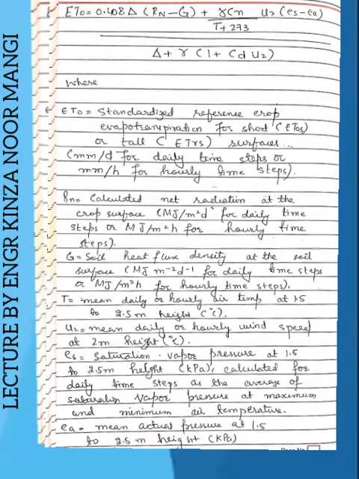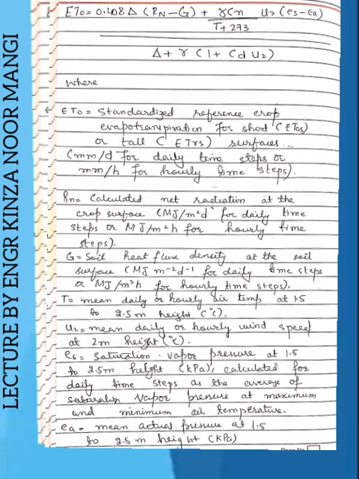G is the soil heat flux density at the soil surface. Rn is basically the net radiation coming from the sun, but G is due to the radiation: some of the radiation will be absorbed by the crop. That is what is interlinked with this term G, the soil heat flux density at the soil surface. That is also in terms of radiation, megajoule per meter square per day for daily time steps, and megajoule per meter square per hour for hourly steps.